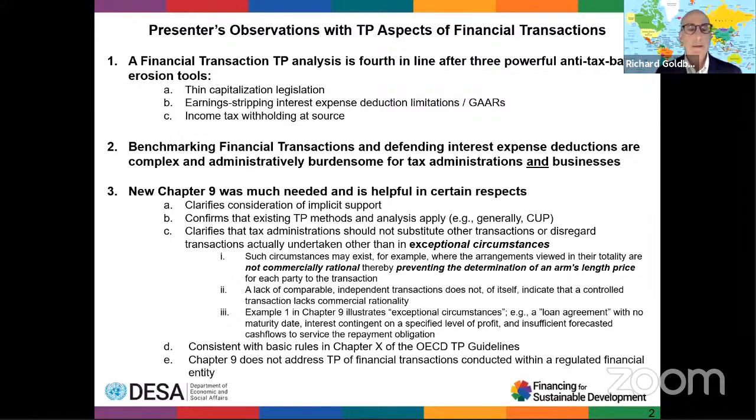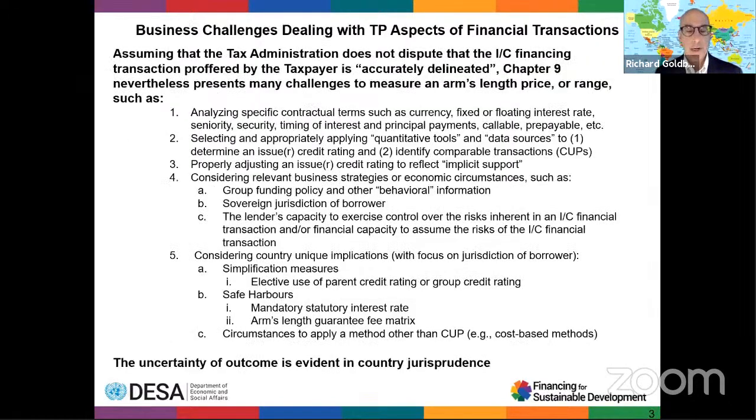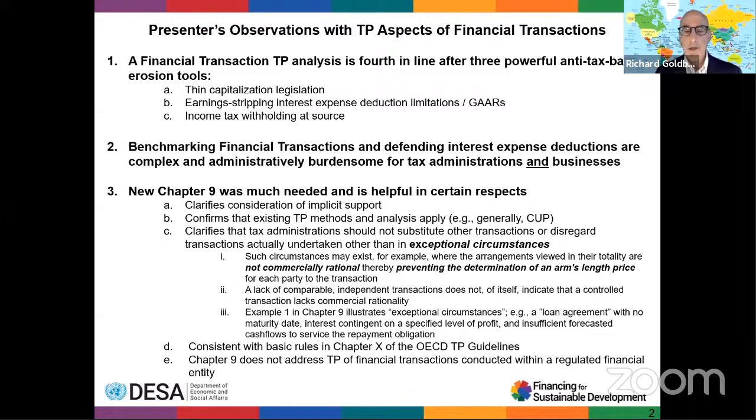This is very helpful as the new rules state that extraordinary circumstances will only exist if the arrangement is not commercially rational, thereby preventing the determination of an arm's length price. This means something more than just that the arrangement is not observable in third-party transactions. Example 1 in UN Chapter 9 very helpfully illustrates the principle in that a loan agreement that has no stated interest rate, no stated interest payment dates, no fixed maturity, is not commercially rational or capable of being tested for arm's length pricing.